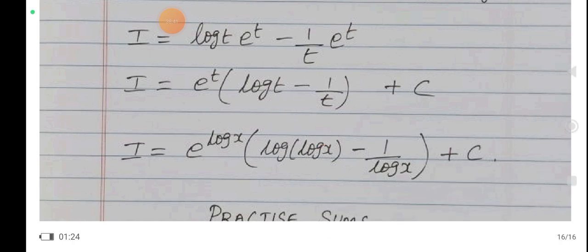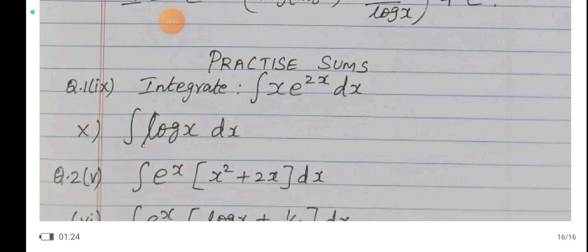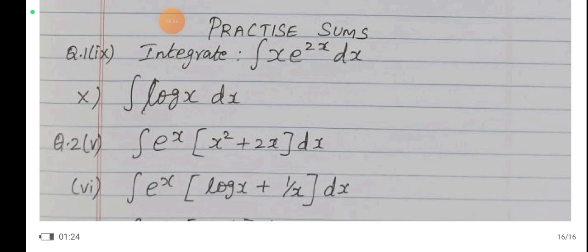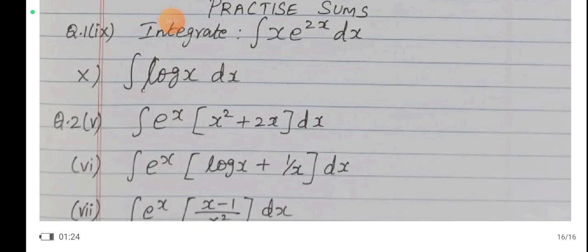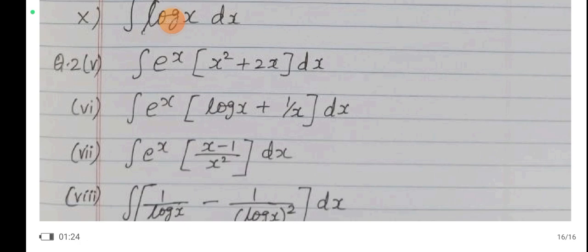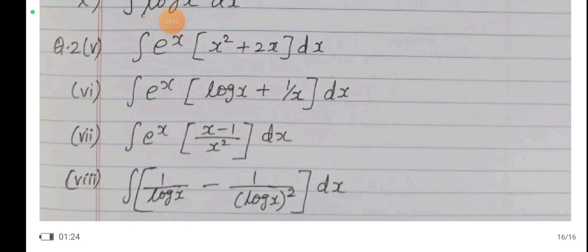Clear, check, children. So afterwards, kindly do the practice sums. The first two are on integration by parts or Bernoulli. I think first you can do it, it is easy. Then the second one, by using integral e power x into f of x plus f dash of x.